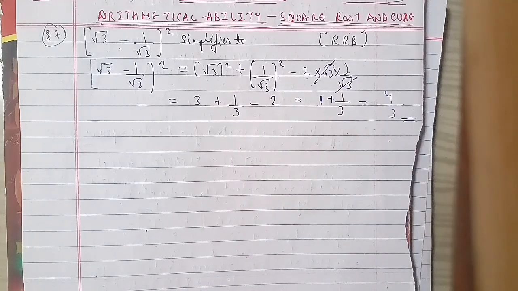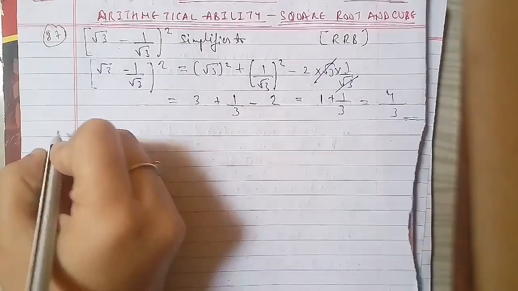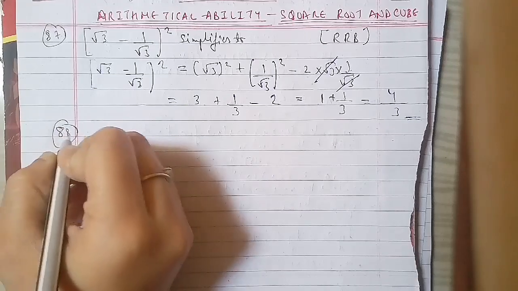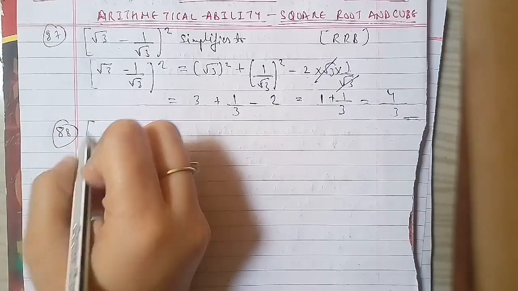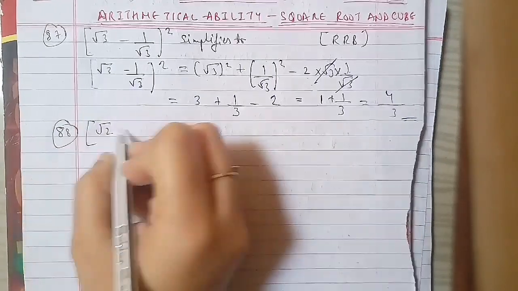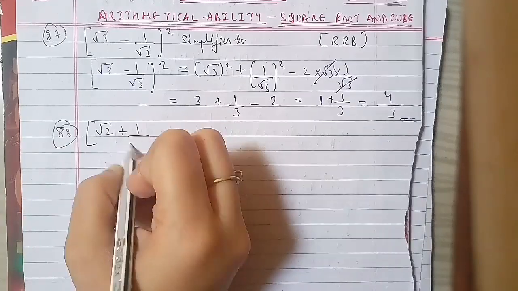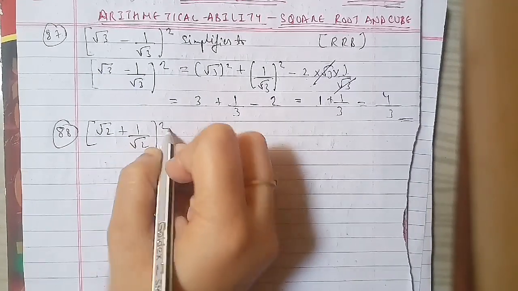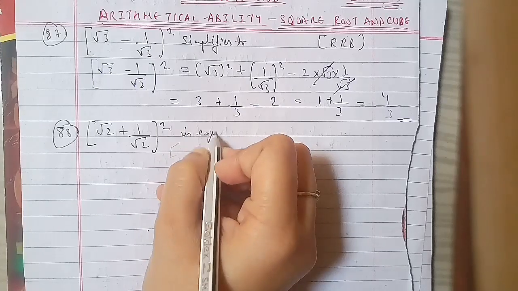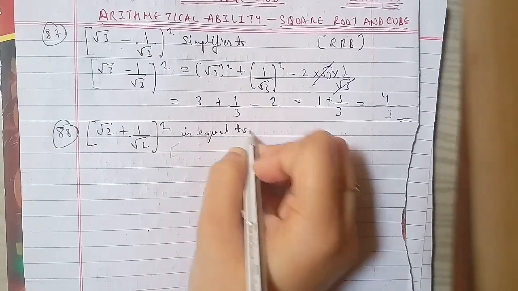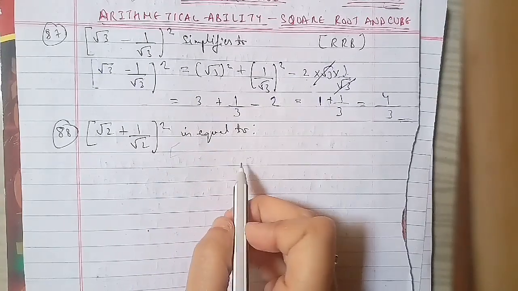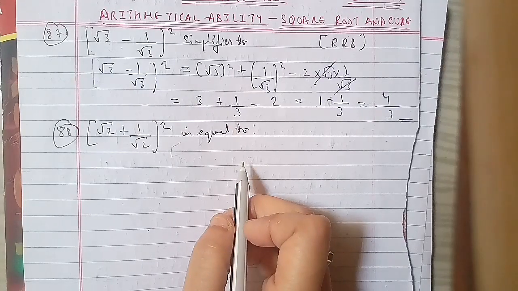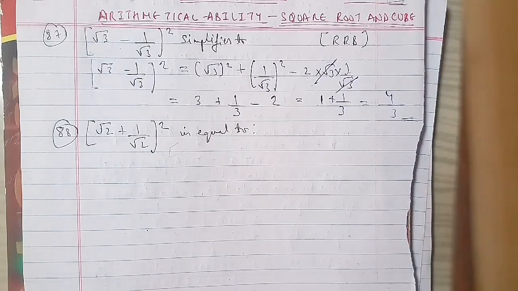Now we'll go ahead with another new question, the 88th question of the session here. The question we have is (root 2 plus 1 upon under root 2) whole square is equal to. The options for this are 2 1 by 2, 3 1 by 2, 4 1 by 2 and 5 1 by 2, and for that we have to go ahead and answer it.